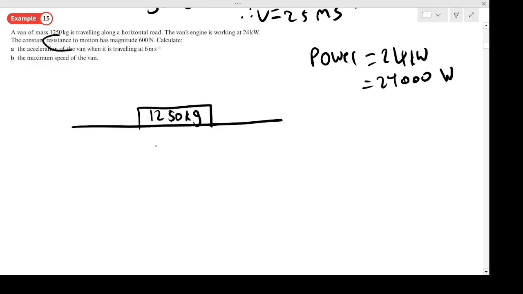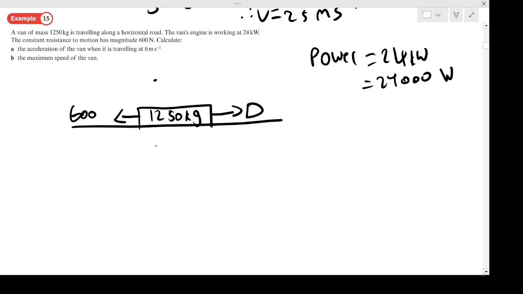I've got my resistance force, which, if the van is going to be moving forwards, will act backwards like this, and that'll be 600. And then there would be a driving force, because power means there's a driving force moving it forward. I'll call that D. There's also going to be some speed and acceleration.